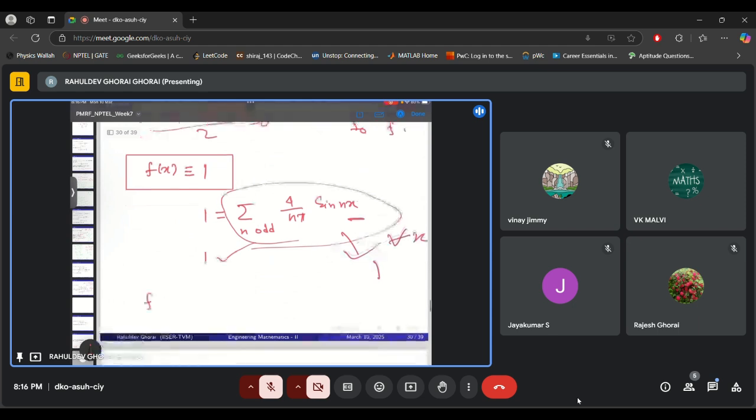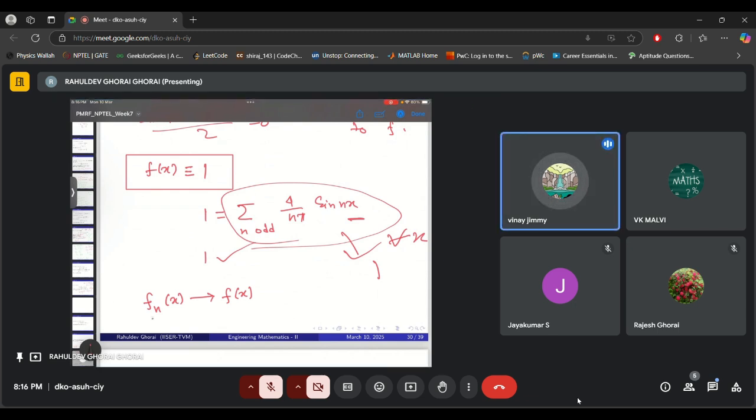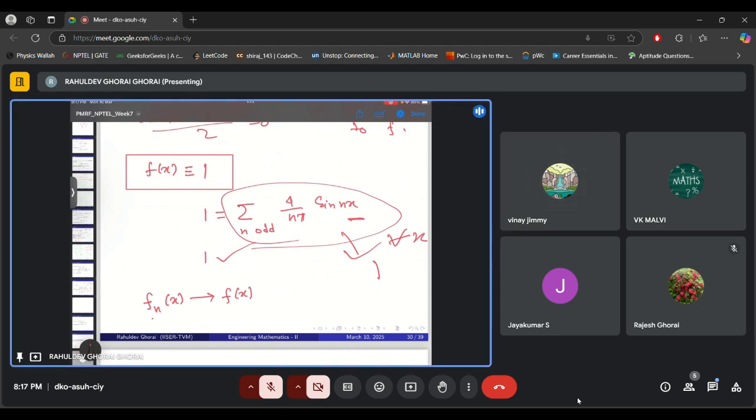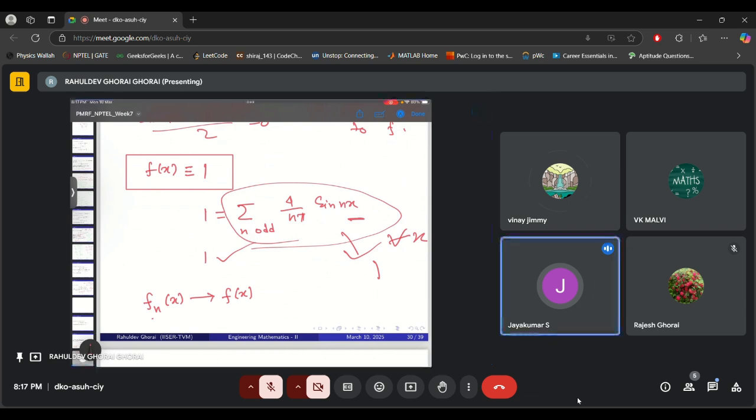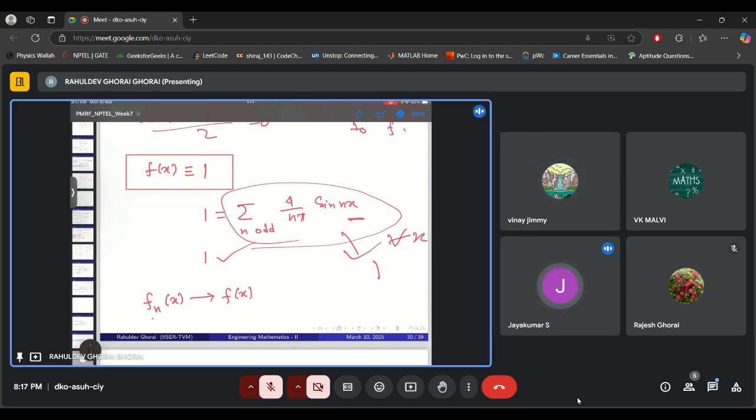So when we talk about uniform convergence of a series of functions f_n(x) converging to f(x)... Sir, this summation will have 1 plus this sin nx, with n odd. This is the Fourier expansion, isn't it, sir? Yes, the Fourier sine expansion.